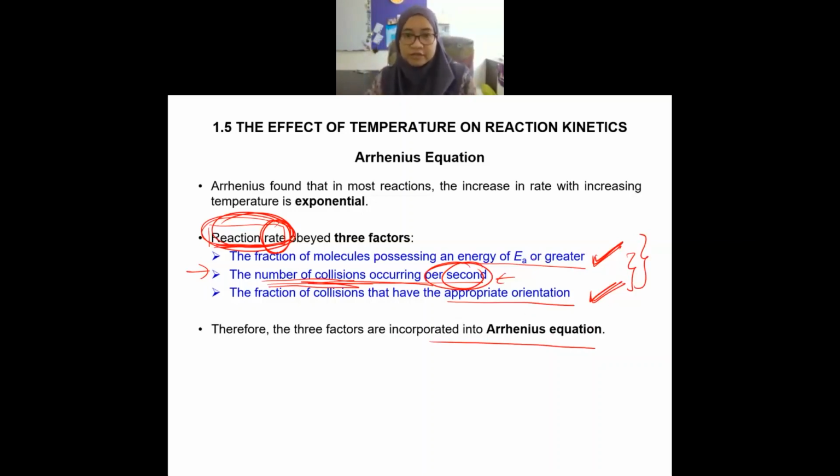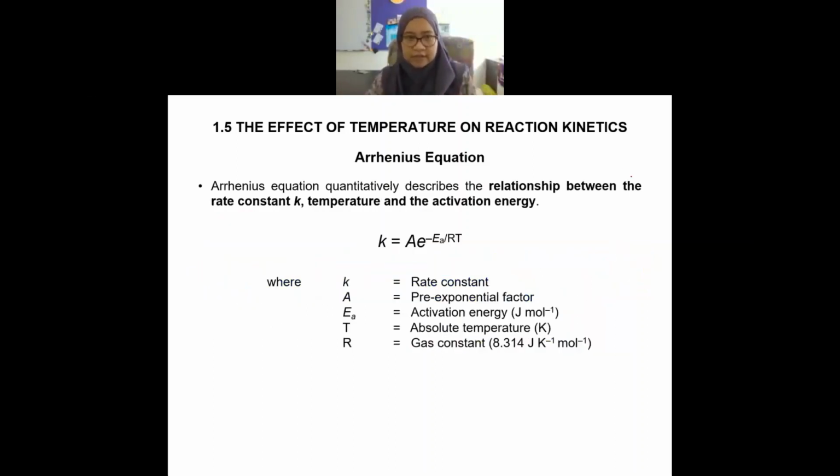We take into consideration these 3 factors and then place them in the Arrhenius equation. The Arrhenius equation quantitatively describes the relationship between the rate constant k, temperature, and the activation energy. This is how the Arrhenius equation looks. This is the rate constant. This is what we call the pre-exponential factor. Each reaction has its own pre-exponential factor. And then this is the exponent.